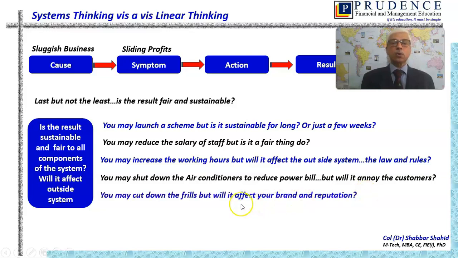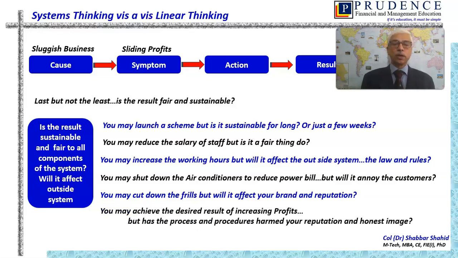You may cut down on the frills. Like for example, the paper cups, the napkins, the disposable spoons, they are of too exquisite a quality, too expensive. Can you bring down their quality? But if you do that, will it affect your brand image and reputation? You'll have to think over that. A detailed systems thinking you will have to do.